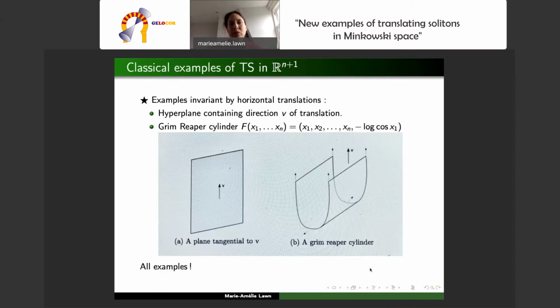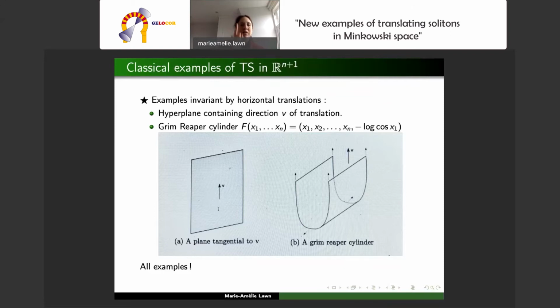We look at solitons which are invariant under a group of transformations. So for example, those are the solitons which are invariant by horizontal translation. I give two examples of solitons which are invariant by translation when the ambient space is R^(n+1). The first example is just a stupid example. It's a plane, right? You can see that it's static, as a matter of fact. So it's a minimal case.